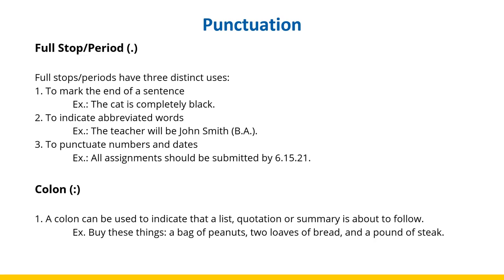The second use is to indicate abbreviated words. For example, the teacher will be John Smith, and then you see how we have B.A. B is bachelor's, and then a period. A is arts, bachelor's of arts. So it's a teacher's degree, and we abbreviate it as a BA in this case, and we put a period after that.